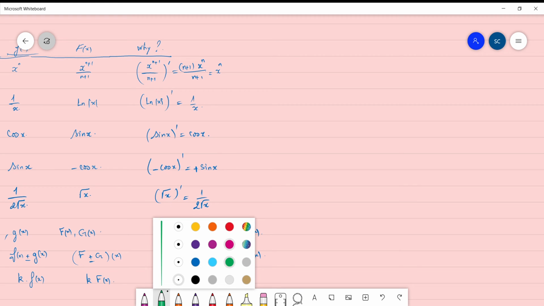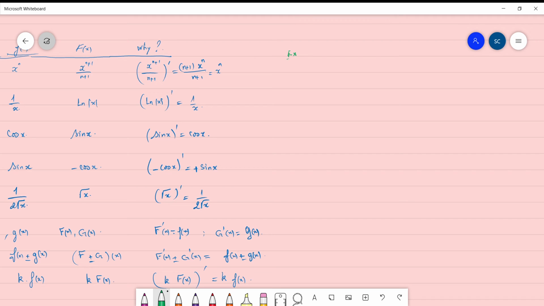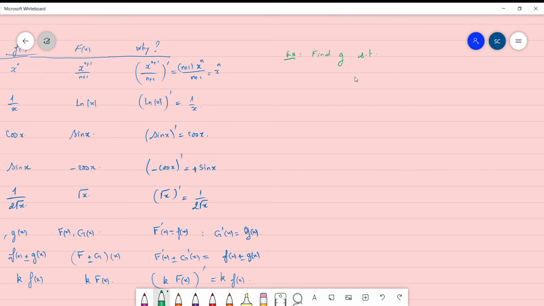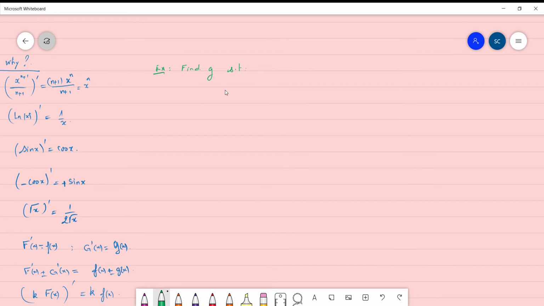Let's do an example. You are asked to find g such that g prime of x equals 4 sine x plus 2x^5 minus square root of x over x. So we want to know an antiderivative of the function on the right hand side.